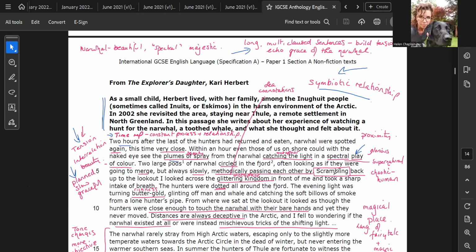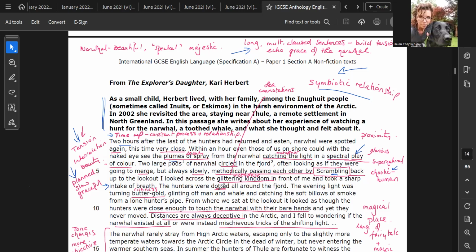The people on the shore are more chaotic. So we have this human activity as scrambling, with all the connotations of to scramble: slightly more frantic, slightly less organized. And they are looking out across the glittering kingdom, the sparkling ocean. Again, you've got lots of vocabulary and imagery taken from that semantic field of beauty or fairy tales, generally implying that the narwhal are really special and magical. So they are a glittering kingdom. It makes her take a sharp intake of breath, so the physical effect on her.